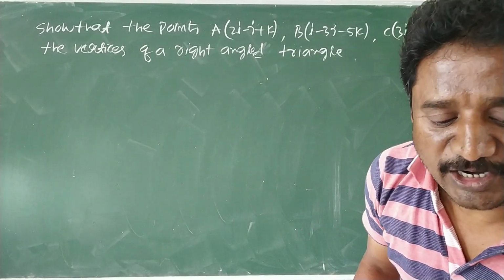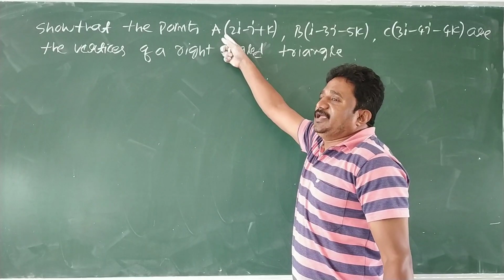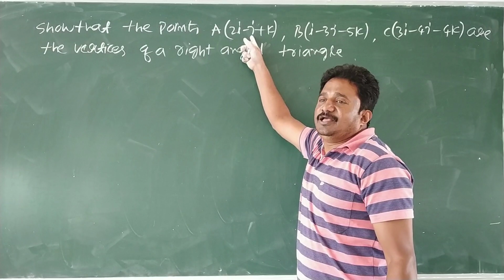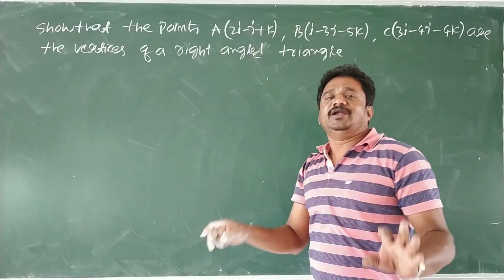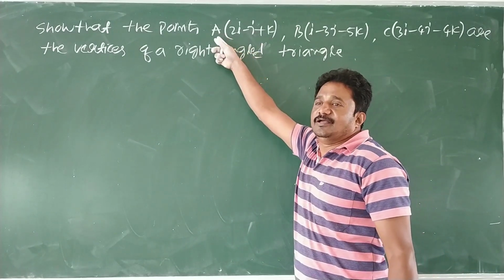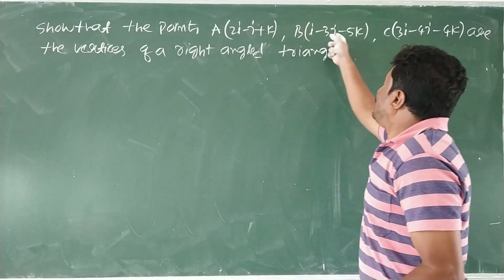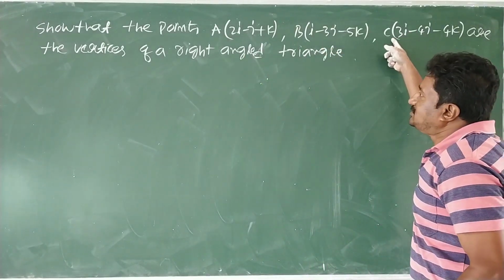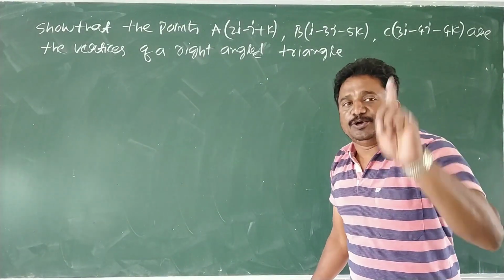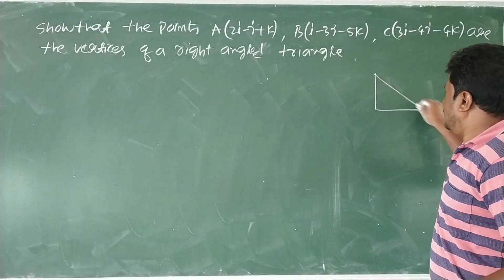Here it is. Points are given. Point A is given in vector form. What does it mean? A point means its position vector. Point and position vector, both are the same. This is the position vector of point A, this is the position vector of point B, and the position vector of point C. Here it is demanded to prove that these points become the vertices of a right angled triangle.